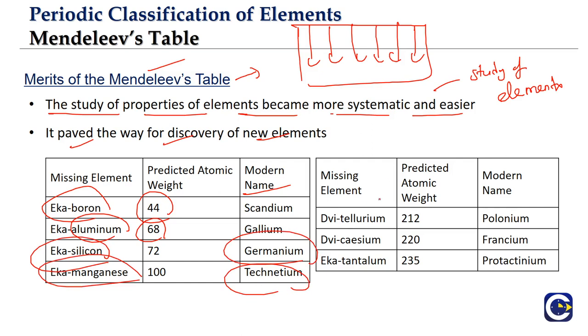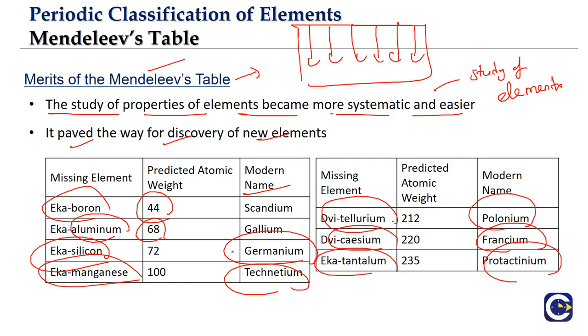There are more; what I am presenting to you is a brief list. There are more missing elements that he proposed, and later some of them were discovered, some of them were not. Then we have Dwi-tellurium, meaning the one that will come after two places. That is polonium. Dwi-cesium is francium. Eka tantalum is protactinium. So these are some examples of the missing elements that he identified, which were later discovered.